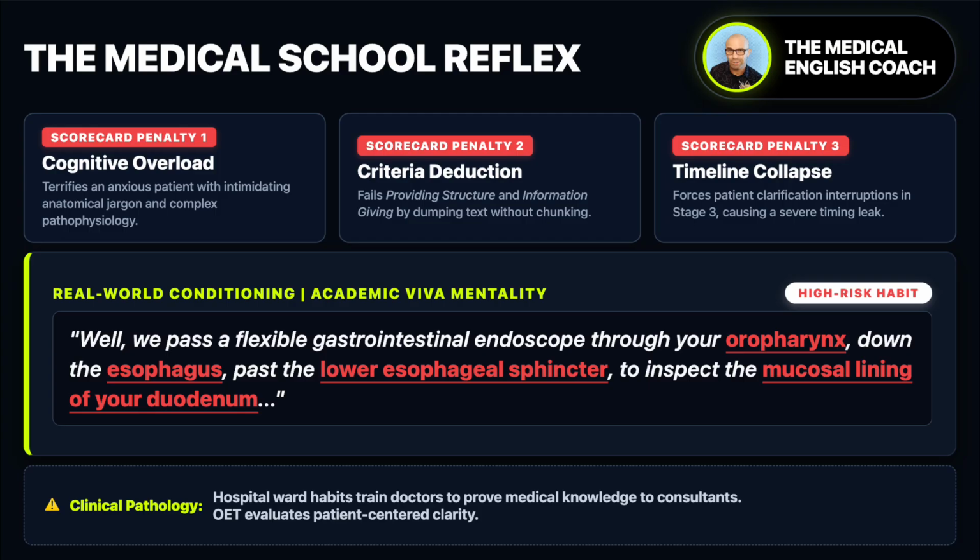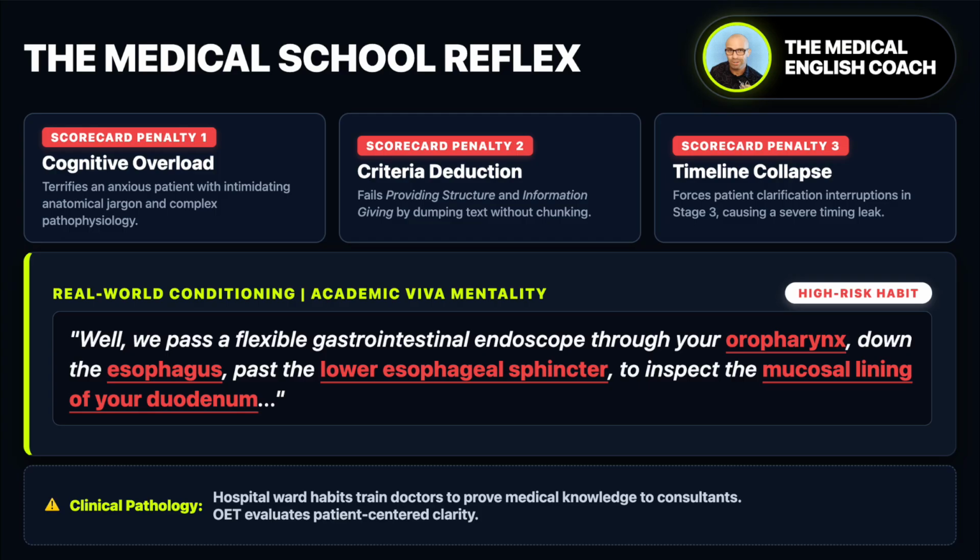When a patient asks, "What actually happens during an endoscopy?" candidates panic and deploy this exact high-risk habit. "Well, we pass a flexible gastrointestinal endoscope through your oropharynx, down the esophagus, past the lower esophageal sphincter to inspect the mucosal lining of your duodenum." Look at the severe scorecard penalties this habit inflicts.